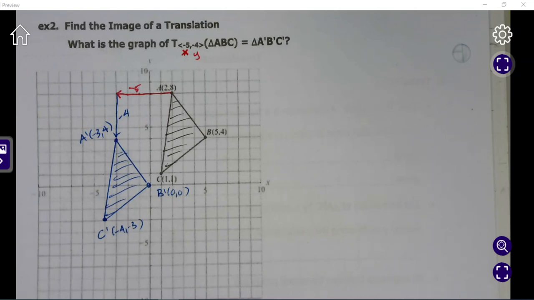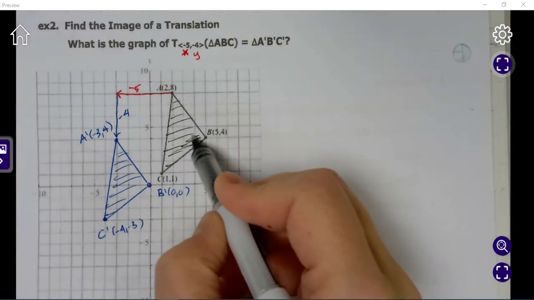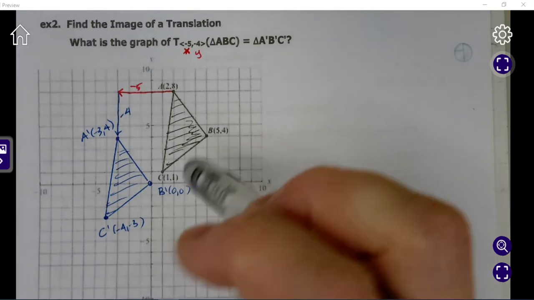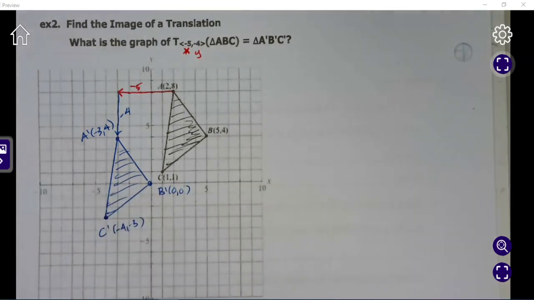You will know if you're successful because your new figure should have the same size and shape as the original, just moved. So it's kind of self-checking if you're visual. On your homework, be sure to put the original figure and the translated figure.